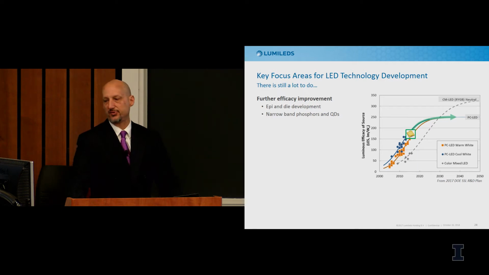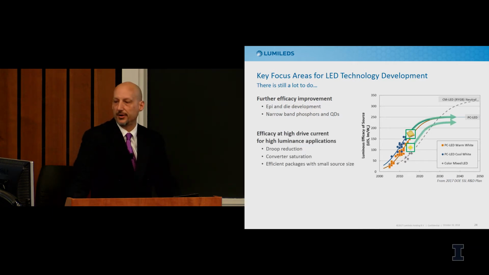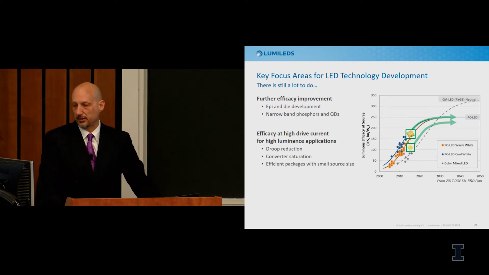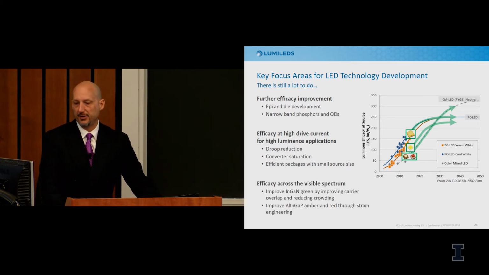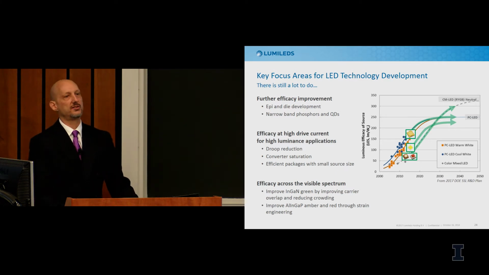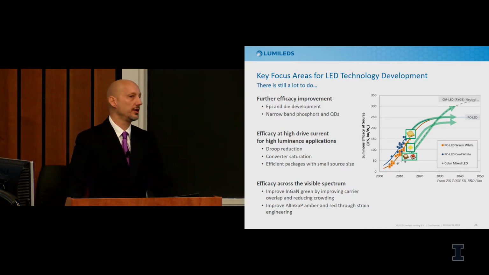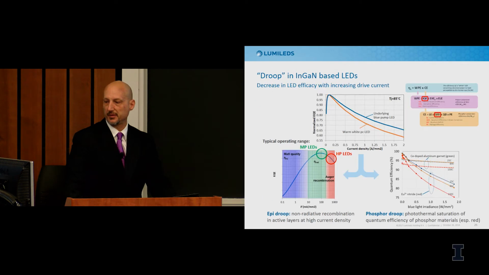Maybe one of the bigger improvements is to use narrow band phosphors, which might improve the efficiency by about 10% or so. Another is to improve the efficiency at higher drive currents, and I'll talk a little bit about that in a future slide, as well as improve the efficiency across the entire visible spectrum. So we can go to direct green and blue and red, white light coming from LEDs.